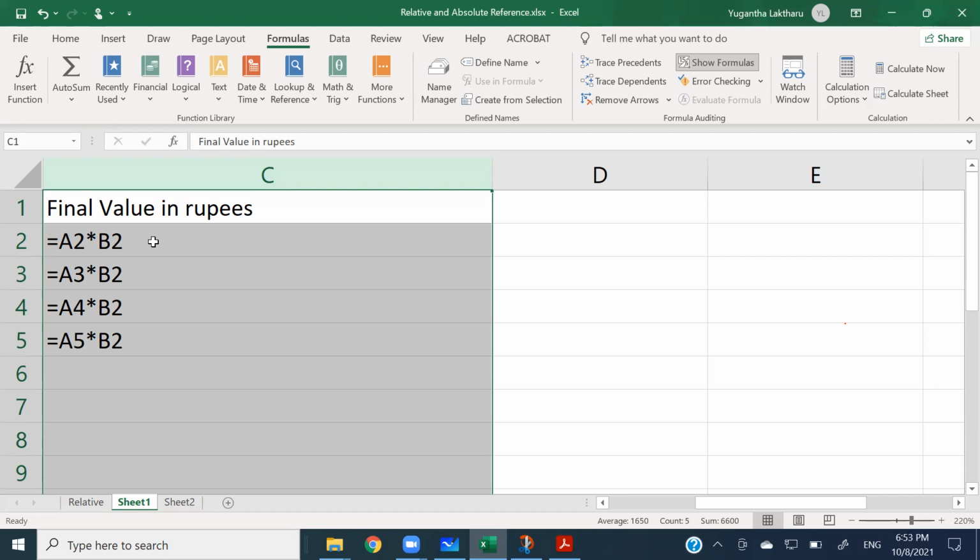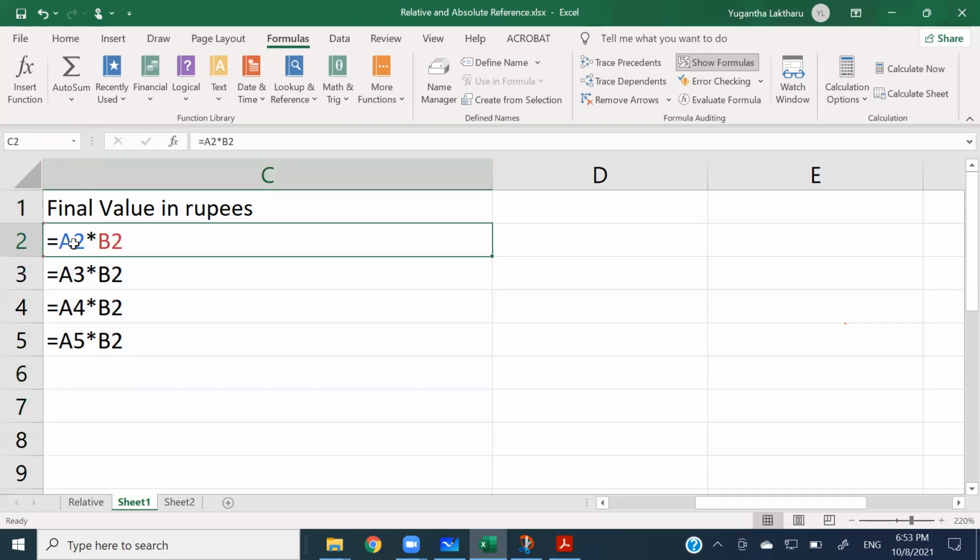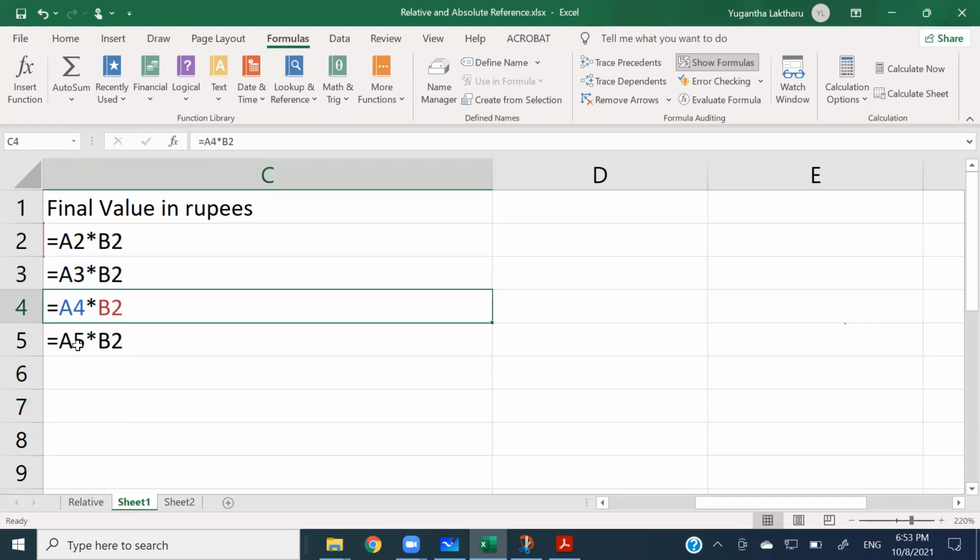What is going to be changed? It is the number. Right? Then the number next to A has relatively changed. 2 has become 3, 3 has become 4, 4 has become 5.